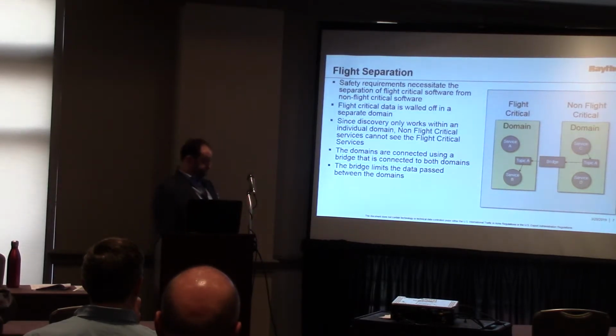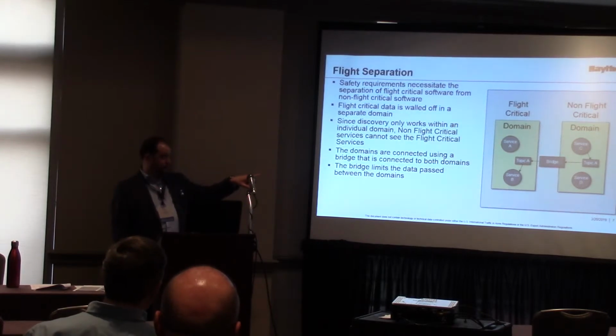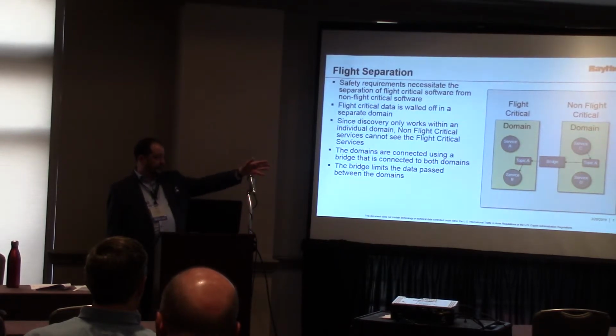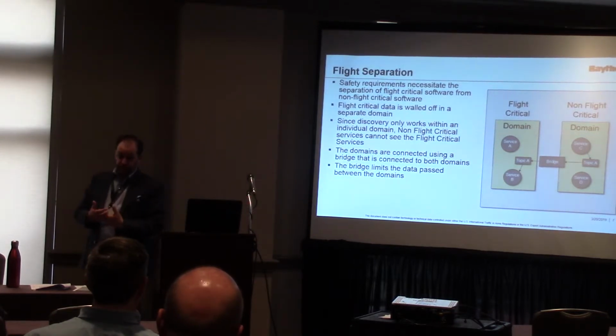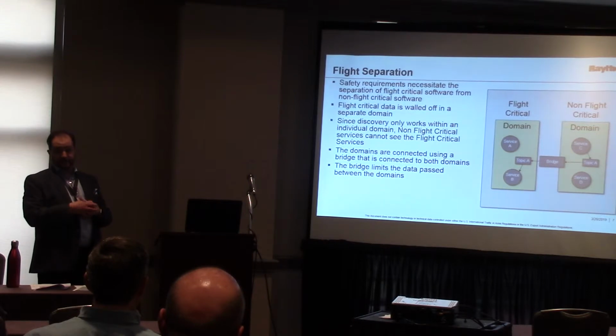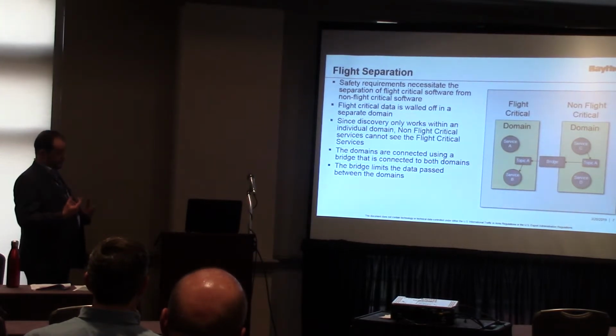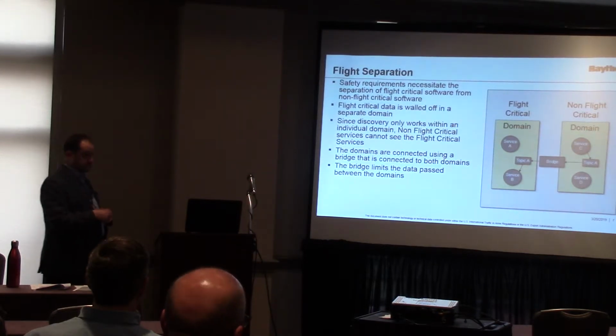So our idea will be that we'll have everything running in two domains. We put a bridge between them that reads from specific topics on one side and passes the data to the other side. In particular, the issue is when the non-flight critical side is trying to send data into the flight critical side, we want to limit what they're allowed to send in, and we want to validate that data to make sure that it's not corrupt or somebody's not doing something bad that will result in the software in the flight critical domain doing something bad.